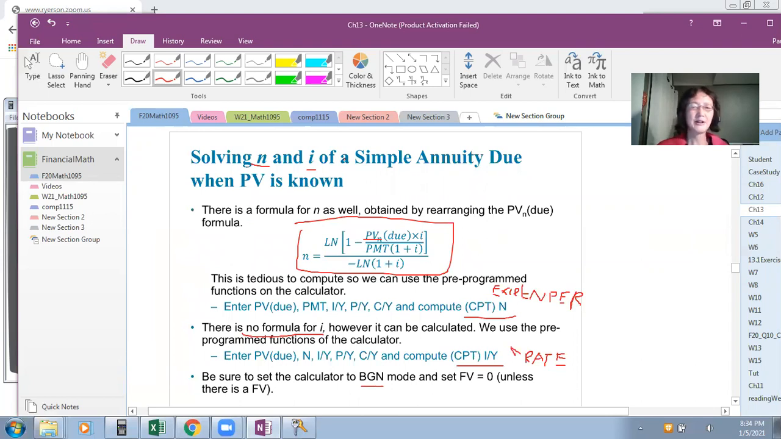So in summary, in this video I presented the concept of simple annuity due. The keyword due means payment is made at the beginning of each payment period. Simple means the number of payments per year equals the interest conversion periods per year. And we did some calculations for present value, future value, PMT, term N, and I. That's all for this video.